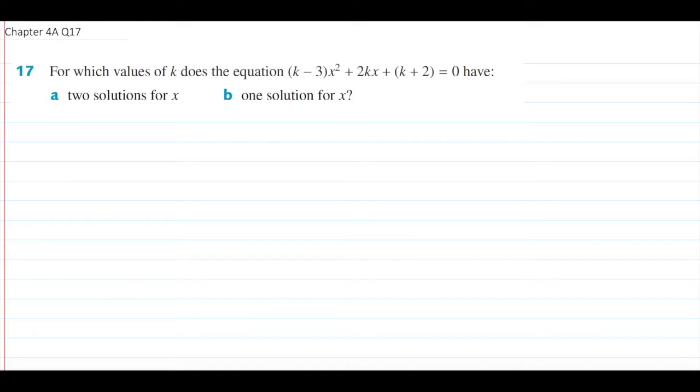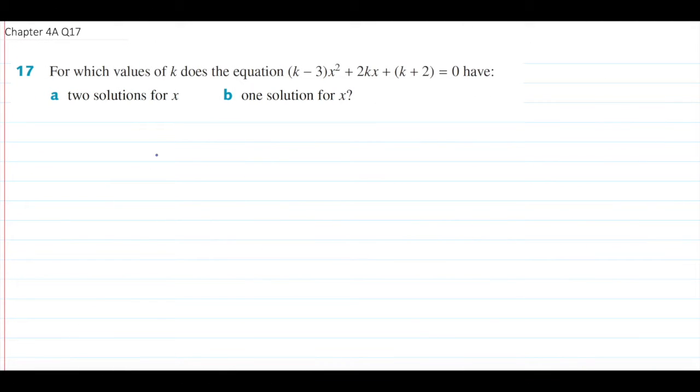We are going to be going through a tutorial question today. That is question 17 on chapter 4A of your Maths Methods textbook. So without too much further ado, let's jump into the video and try to solve this question together.